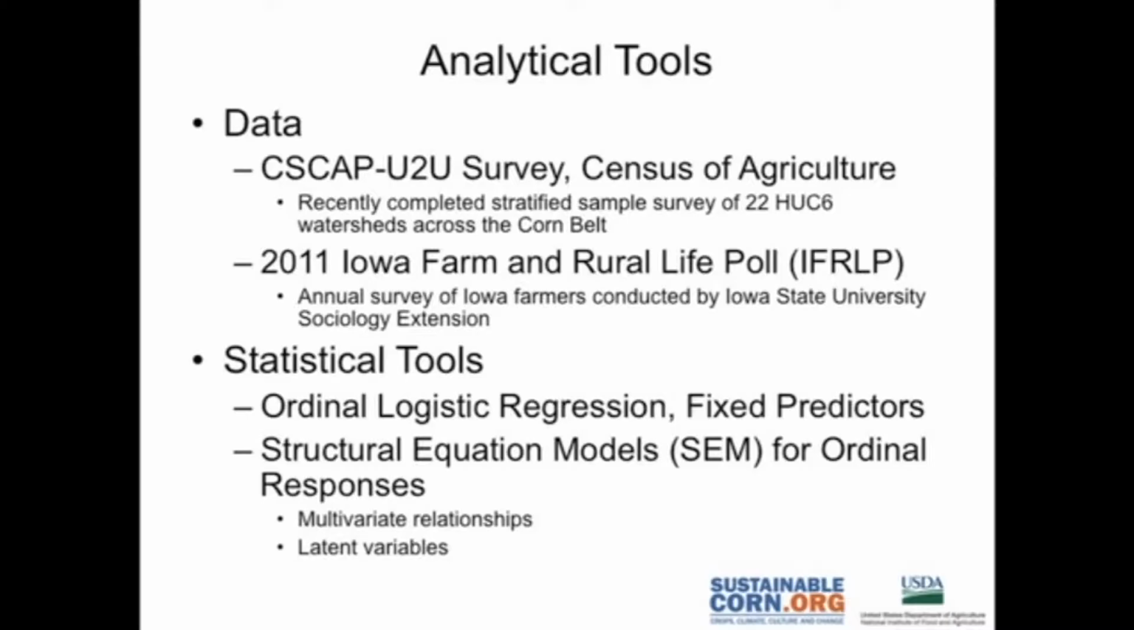So the tools that we have to look at these things, one we heard about earlier from J.R. Buckle, the CAP U2U survey, which is hot off the press, and some other data that I've been looking at comes from the 2011 Iowa Farm and Rural Life Poll, which is done annually by Sociology Extension at Iowa State. And the 2011 poll asked a series of questions about climate change.